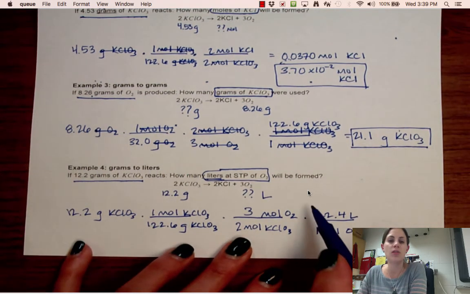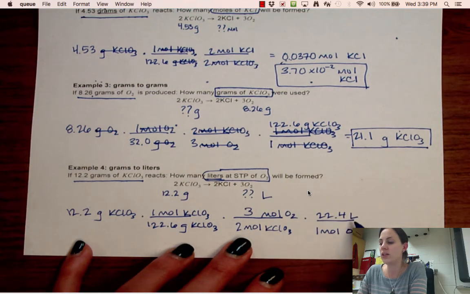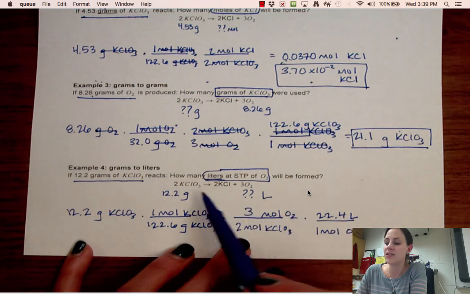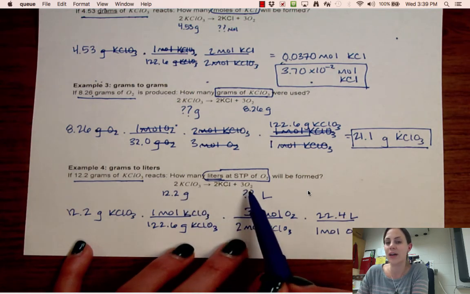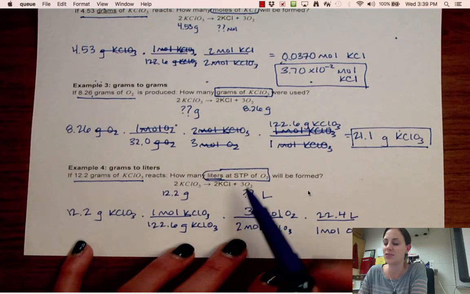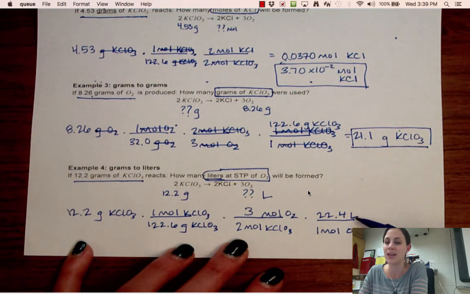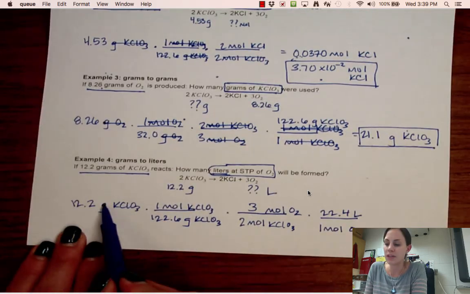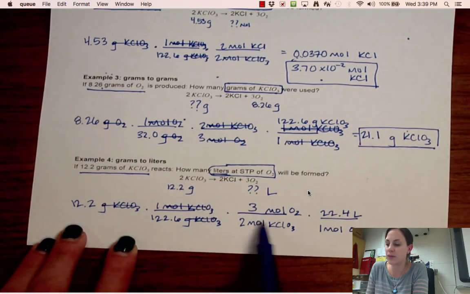It's important to note here that I can only do a volume conversion when I have a gas. And in this reaction, I know it doesn't tell me the states of matter, but I know that oxygen is a gas within this reaction. So that's why I can use 22.4 liters. If it wasn't a gas, I would not be able to do this conversion. So just keep that in mind. I'll make sure that my units cancel.